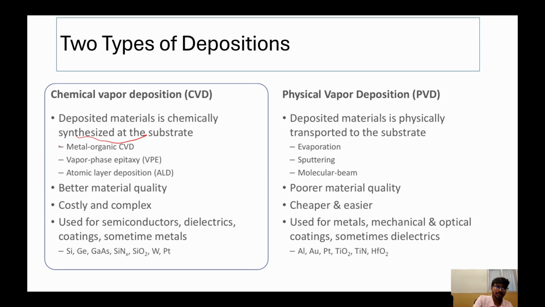Metal organic CVD, and another one is vapor phase epitaxy, and then comes atomic layer deposition. We will see chemical vapor deposition and atomic layer deposition, and how these processes evolved.